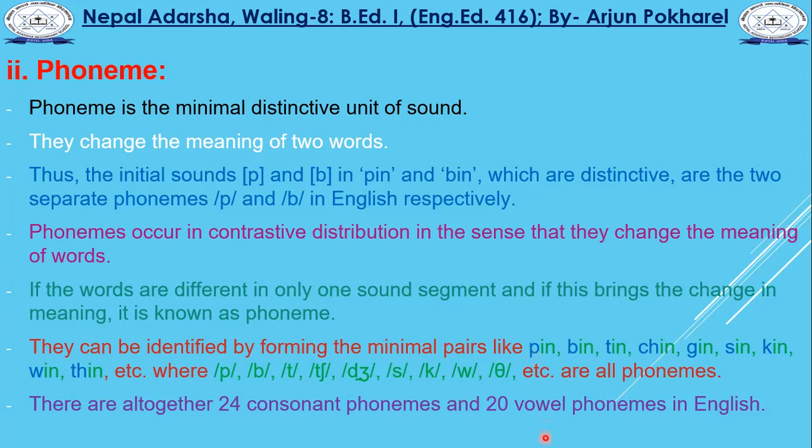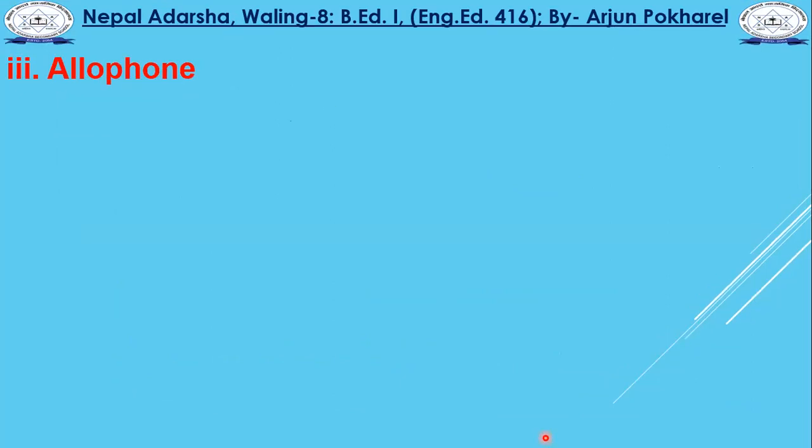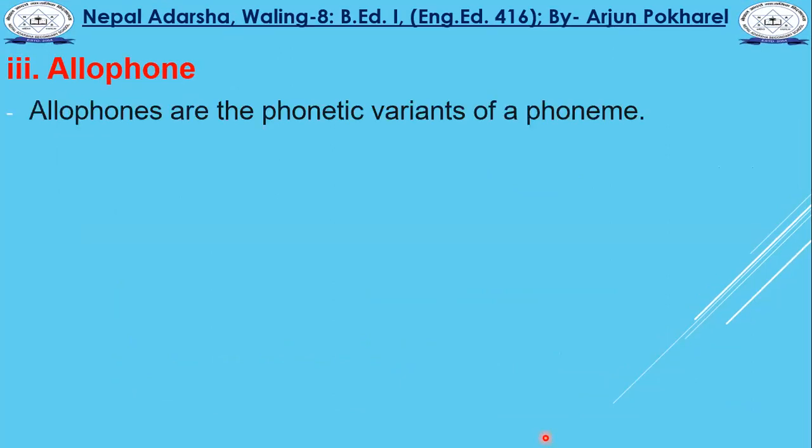Okay, now let's talk about allophone. We'll finish it today. Allophones are the phonetic variants of a phoneme. The same phoneme might have different variants. The different variant forms of the same phoneme are known as what?